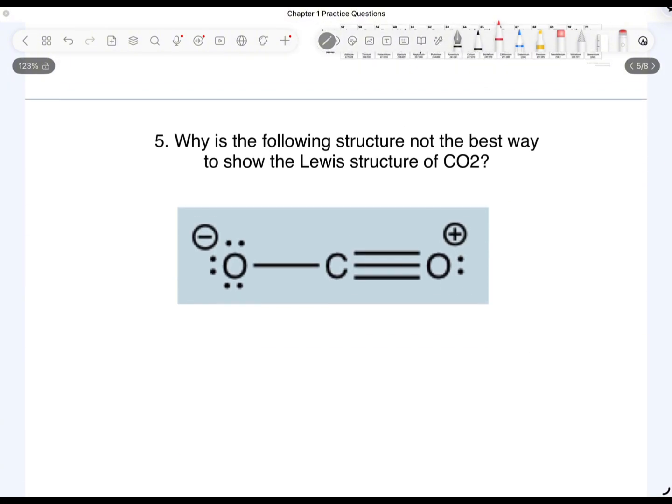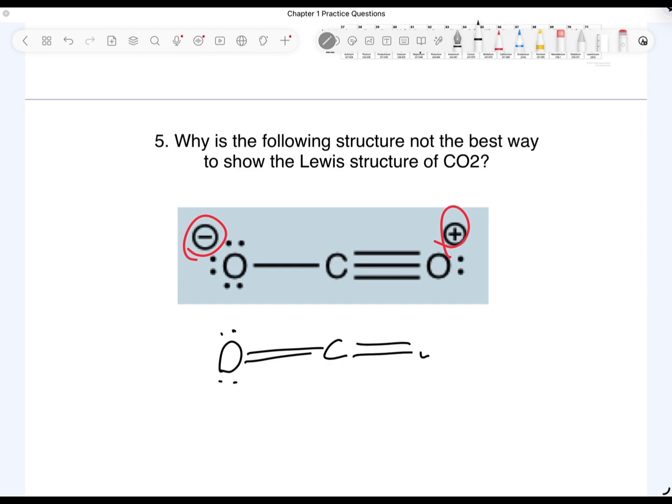Why is the following structure not the best way to show the Lewis structure of CO2? Now, the big alarm should be the formal charges. These formal charges here are not needed. So we can just draw this Lewis structure without them. We can draw this oxygen, and instead of one bond, it will have two bonds to get rid of that formal charge. And instead, it will have two lone pairs, and this triple bond turns into a double bond.